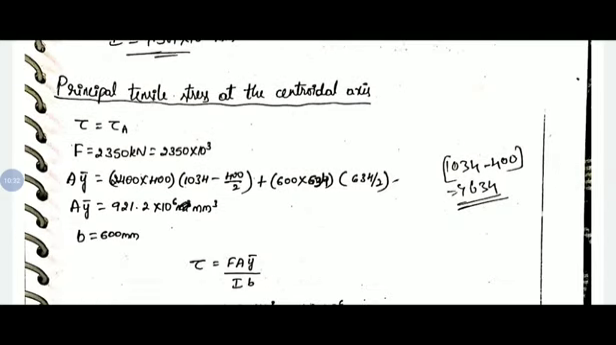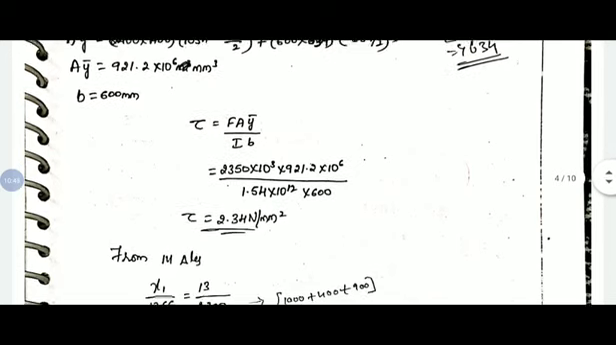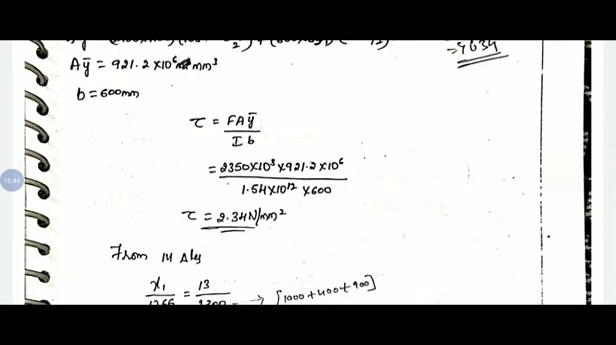The width of the web we need to consider, as we discussed in the introduction part: for flanged sections we need to consider the width of the web. So tau equals F a y bar by I b. On simplifying we get 2.34 Newton per mm square as the shear stress.